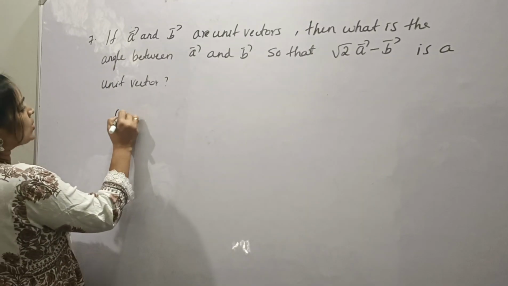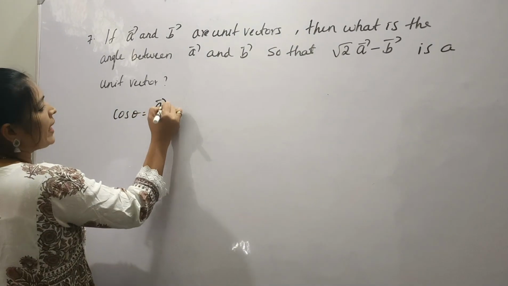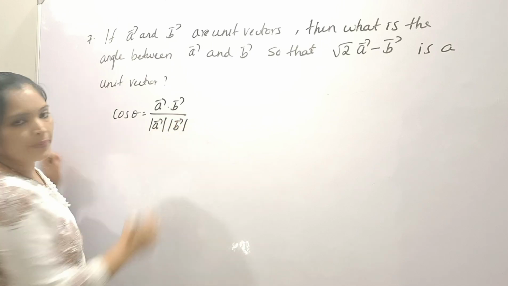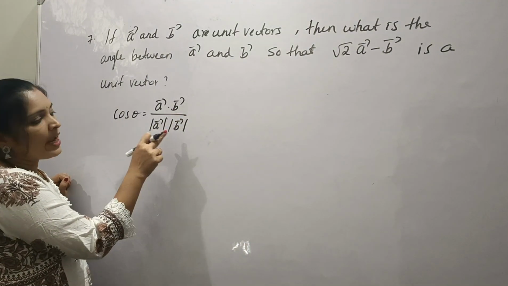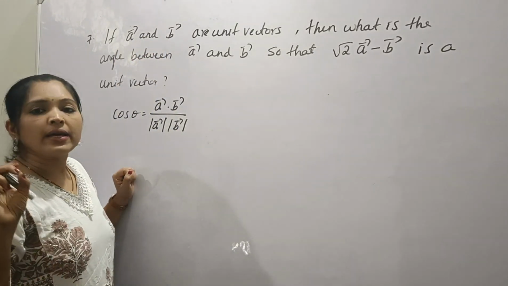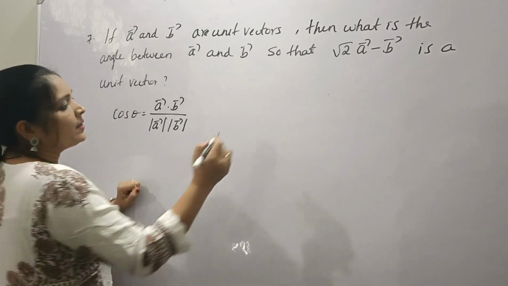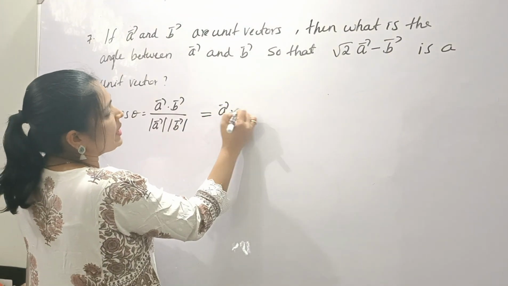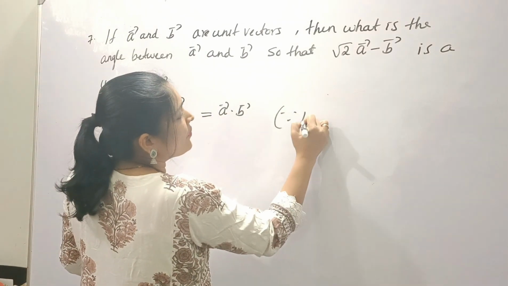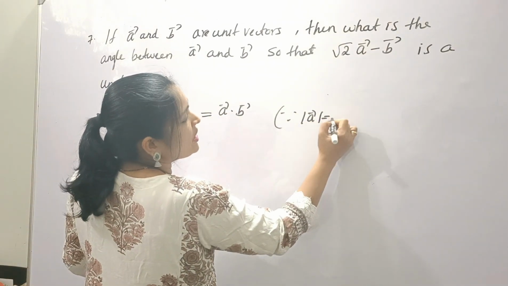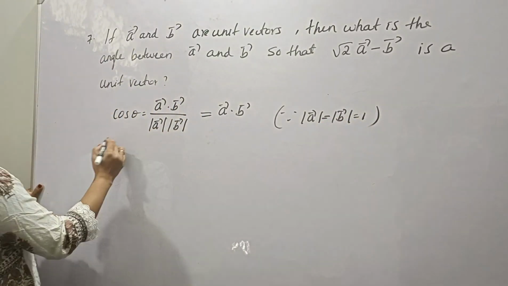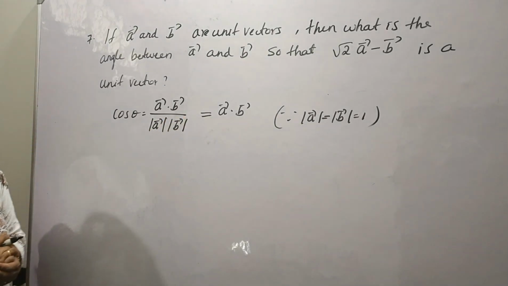We have a formula: cos theta is equal to vector A dot vector B divided by modulus of vector A into modulus of vector B. What are the values of modulus of vector A and modulus of vector B? Since vector A and vector B are unit vectors, their magnitudes are 1, right? Therefore, it is equal to vector A dot vector B, because it is 1 into 1, 1. Since modulus of vector A is equal to modulus of vector B is equal to 1. Okay. Therefore, cos theta is equal to vector A dot vector B.